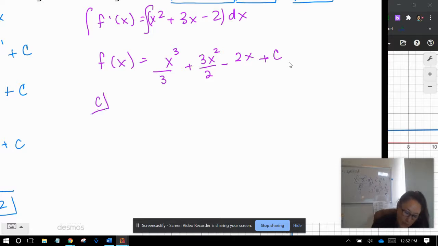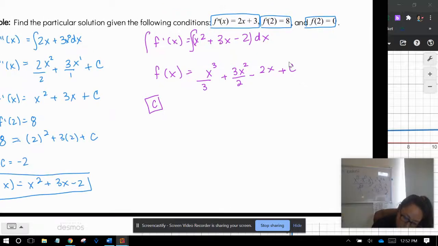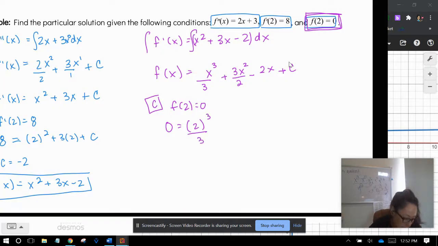I now solve for c by looking at my original conditions. f of 2 is equal to 0. So we're going to plug 0 in for y and 2 in for x. So 2 to the third over 3 plus 3 times 2 squared over 2 minus 2 times 2 plus c. I get 0 is equal to 8 over 3 plus, one of those 2's is going to cancel, so 6, which is 12.